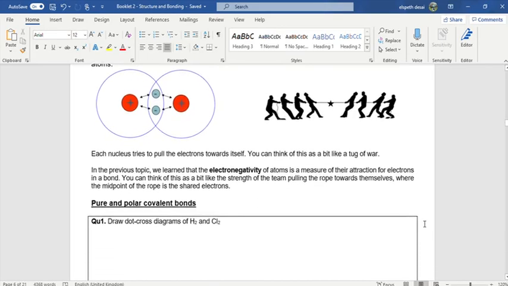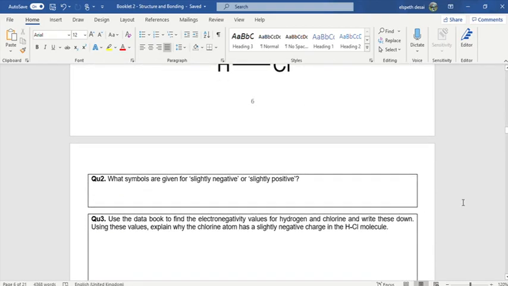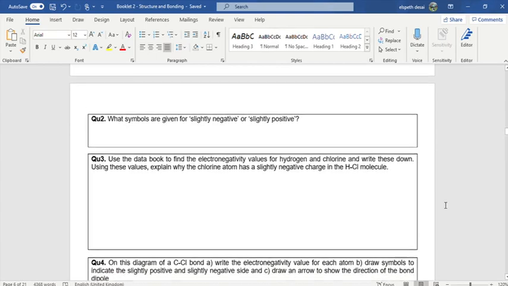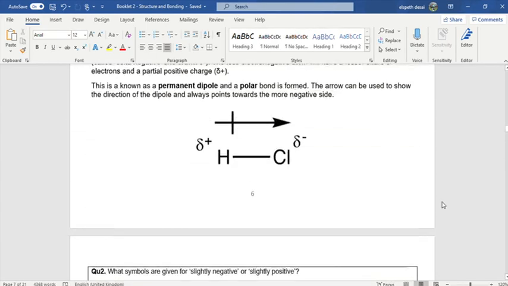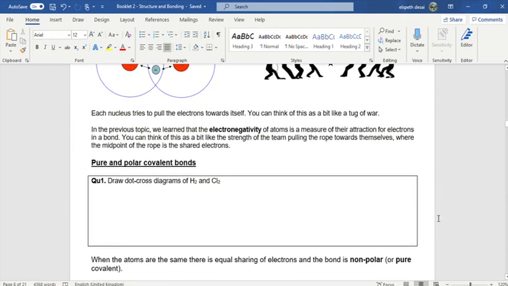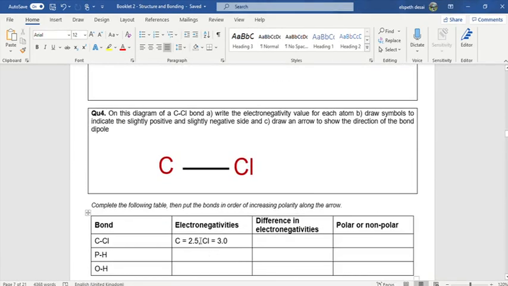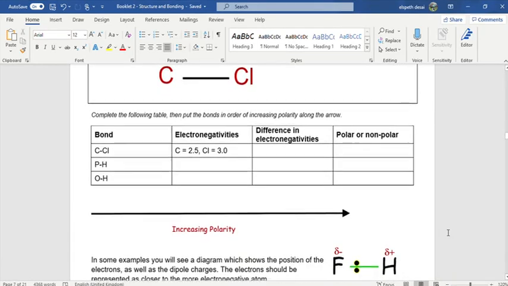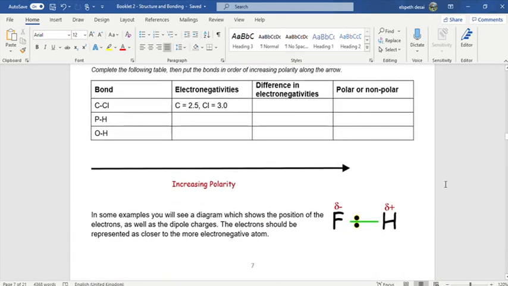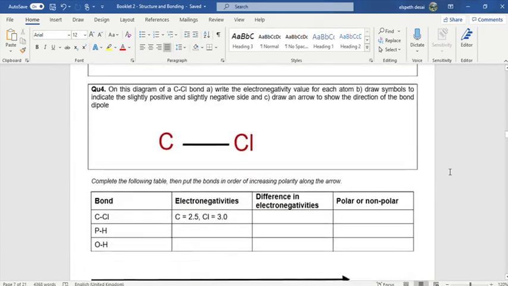This question is just drawing dot and cross diagrams. There's a section for you to read through here. You should be able to get the answers to all of these questions from reading this part of the notes, looking at the PowerPoint, which I'm also going to post, and using your data book. You will need your data book to get the electronegativity values, which we looked at in the previous topic. I'm not talking through this in much detail because it's all on the PowerPoint. If you've got any questions on this section, just give me a little email.